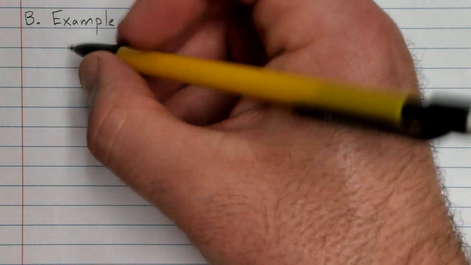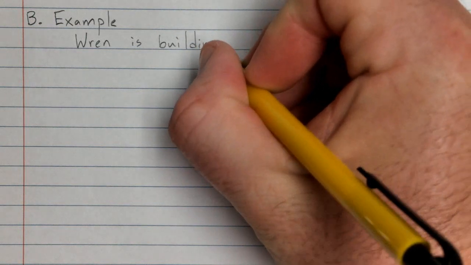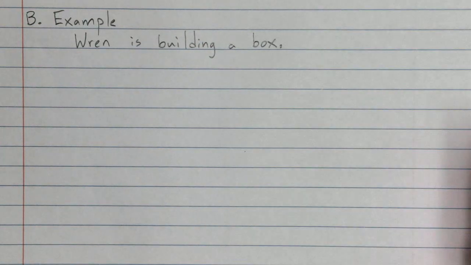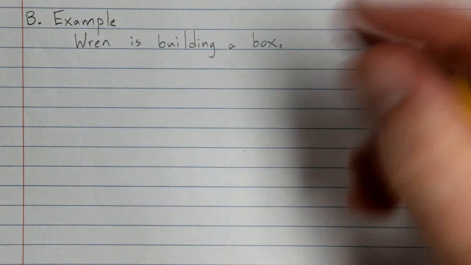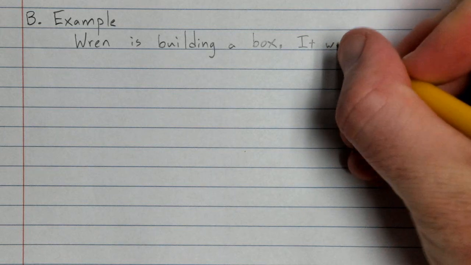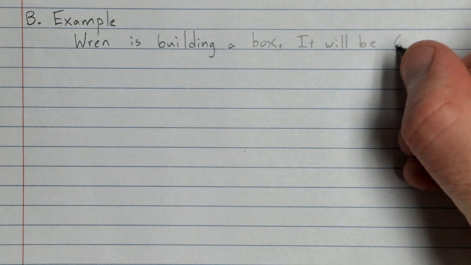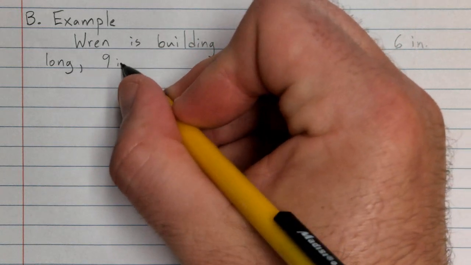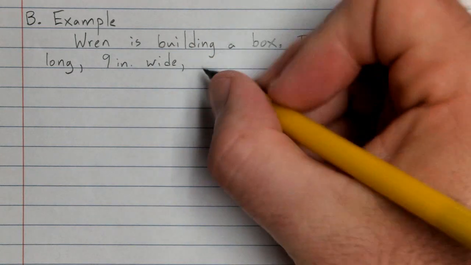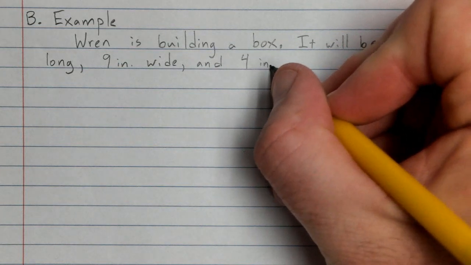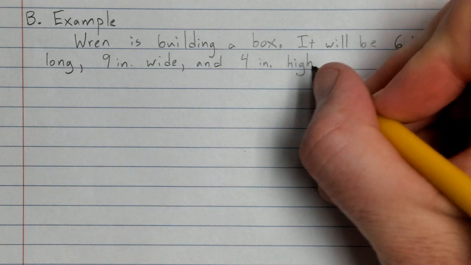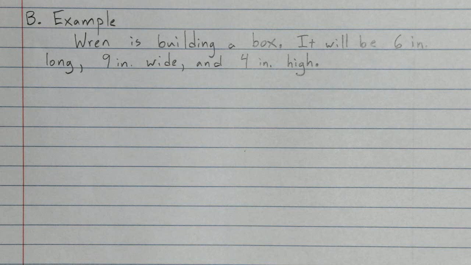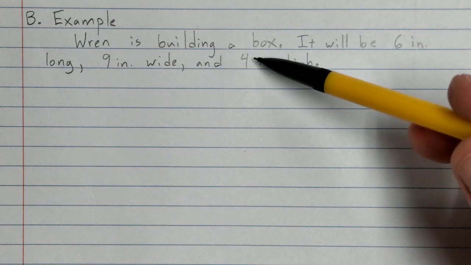Okay. All right. Let's say that Ren is building a box. Exciting. Ren is building a box. It will be 6 inches long, 9 inches wide, and 4 inches high. Probably a good point to tell you if it says tall, that's the height also. Okay. 4 inches high.